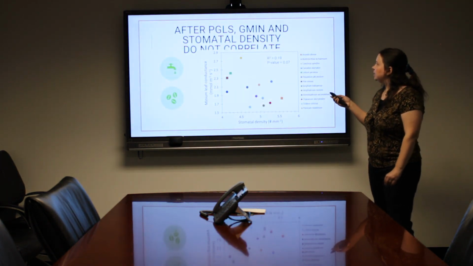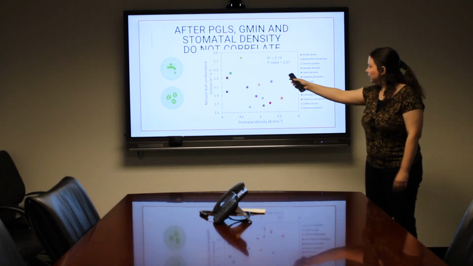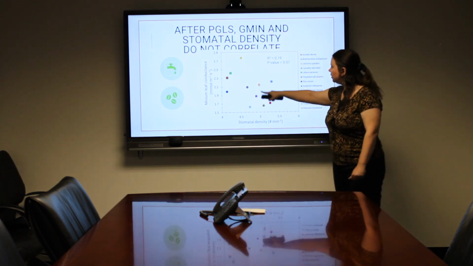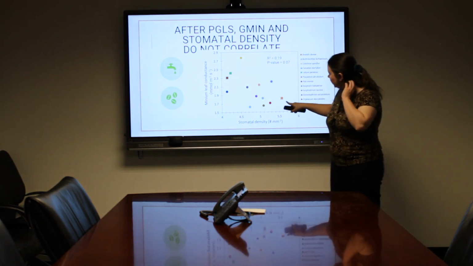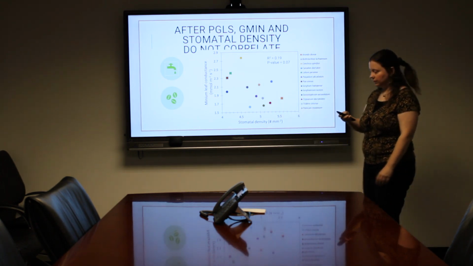But after PGLS, GMIN and stomatal density did not correlate. So we ended up with this sea of dots here. Our squares are our C3s, and the circles are our C4s. And the C3s are not clustering, so we're not worried about them skewing our data.